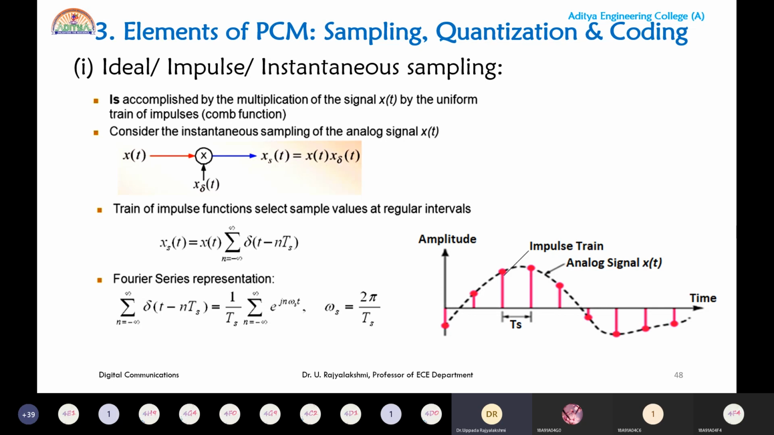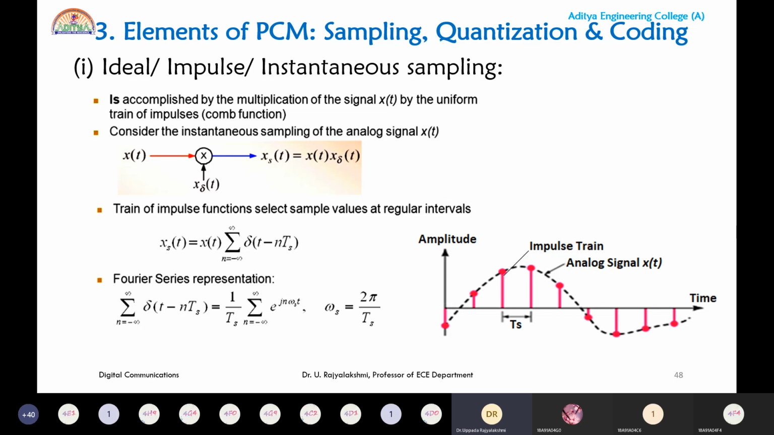So x delta of t is a series of impulses located at respective sampling intervals like 0, ts, 2 ts, 3 ts, 4 ts, 5 ts, 6 ts, 7, 8. In this figure, if you observe, it ranges from 0 to 8 ts. Those are the respective sampling intervals. So the series of impulses are located at the particular sampling intervals.